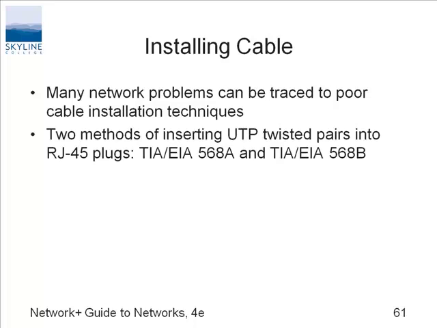Two methods of inserting UTP twisted-pair to RJ45s, the EIA 568A and the 568B standard. The 568B standard is the one we use, and I think it's the one that is currently approved. The 568A, according to some of the stuff that I read, is supposed to be defunct, except I understand the government requires that you use the A standard. So they made it defunct and then required you to use it. That's typical, isn't it?